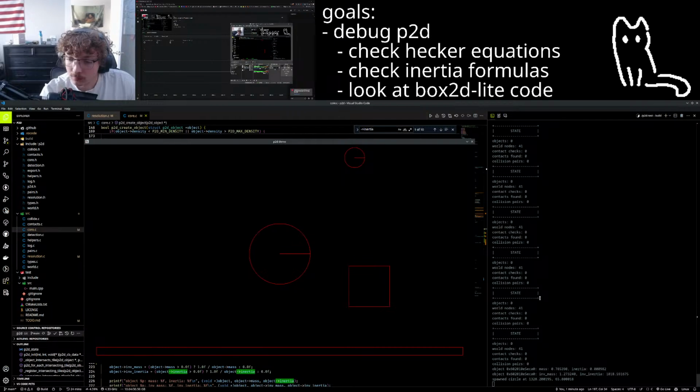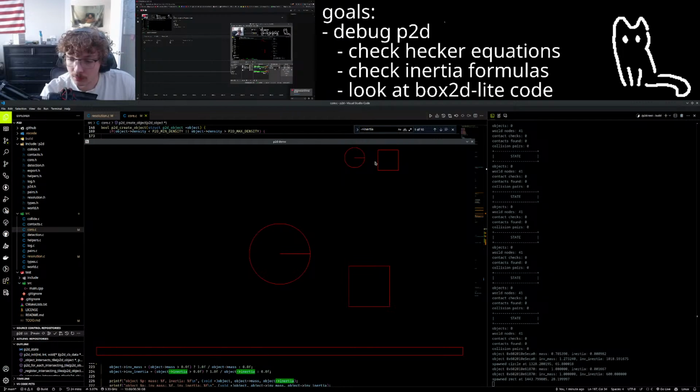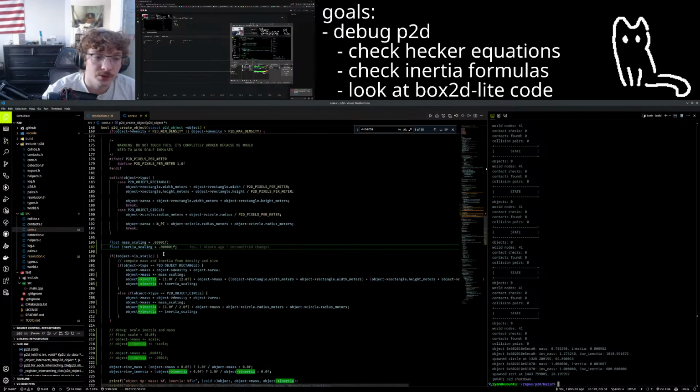Circle: 0.785398. Inertia is basically 0. Okay. Rectangle: basically the same, it's just heavier. It has nearly double the inertia, which makes sense why it would be doing what it's doing.